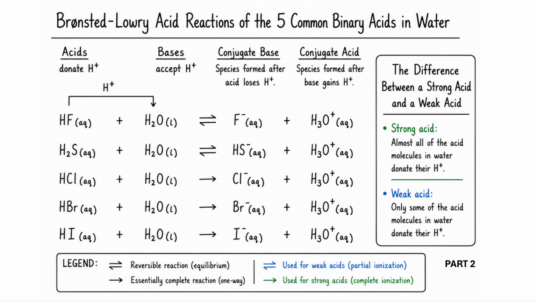Now that we know the 5 common binary compounds, let's look at what happens when they react with water. According to Brønsted-Lowry theory, an acid donates a hydrogen ion and a base accepts the hydrogen ion. In these reactions, the acid donates a hydrogen ion to water. Water accepts the hydrogen ion and forms hydronium. What is left from the acid becomes the conjugate base.